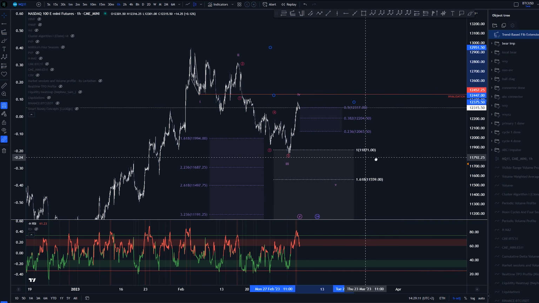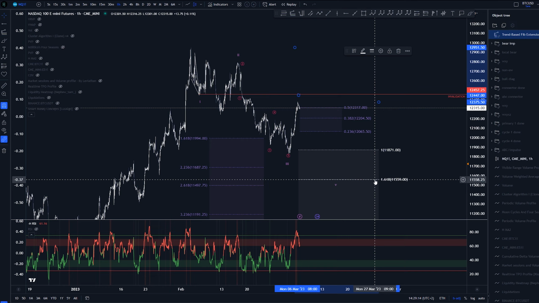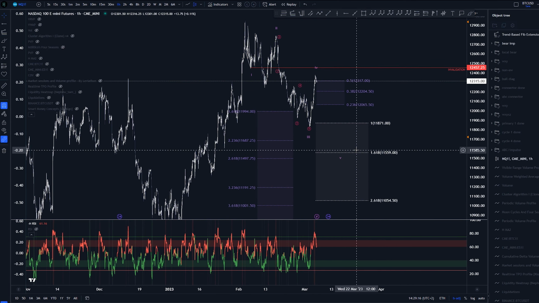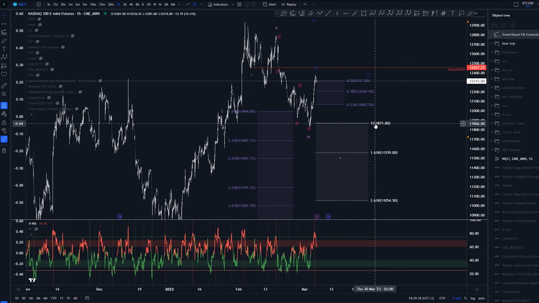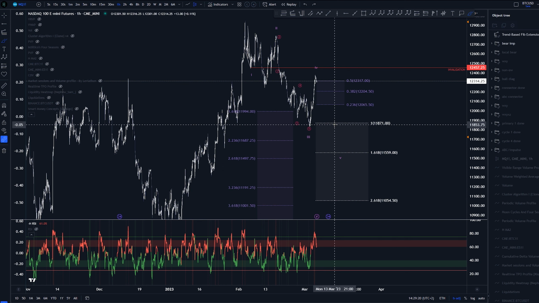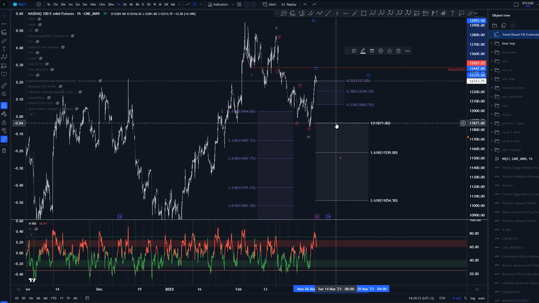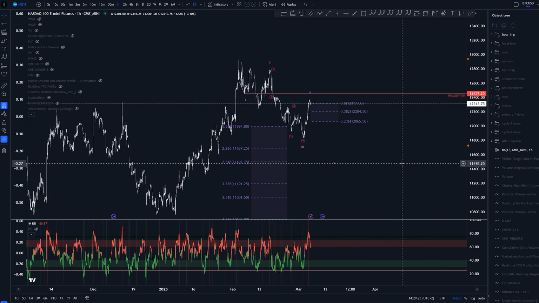Let's see if we can get something like this. Maybe the 1.618 is the best one here to target. Yeah, we'll see. One-to-one again does not take out these lows. That's why I'm not really considering it. I don't consider truncations to be the target of anything.